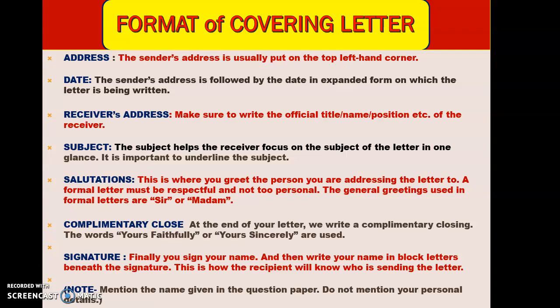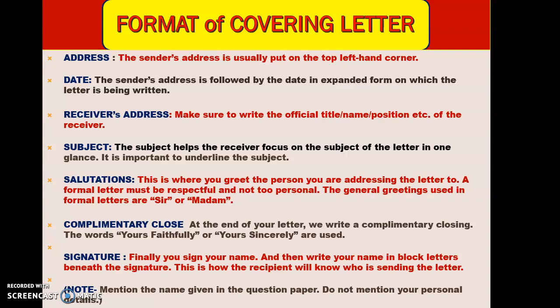Well, you can write the subject before the salutation or after the salutation. Both are correct. The subject helps the receiver focus on the subject of the letter at one glance. It is important to underline the subject, and the subject should be written very briefly, say in a line. Salutations: this is where you greet the person you are addressing the letter to. A formal letter must be respectful and not too personal. The general greetings used in a formal letter are sir or madam.